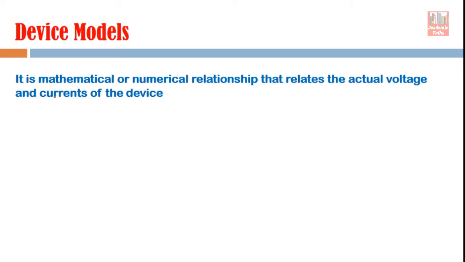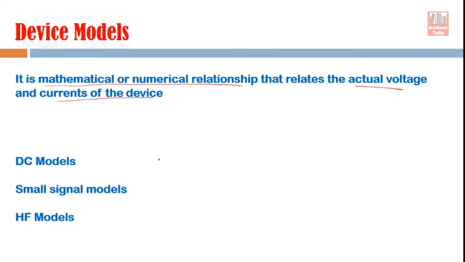So first, let's review the definition of device models. It's a mathematical or numerical relationship between actual voltage and currents of a device. Three kinds of models are there: DC models, which we have covered in the last lecture. Today we are going to focus on the small signal model. And remember, I told you many times, small signal model is derived from the DC model.